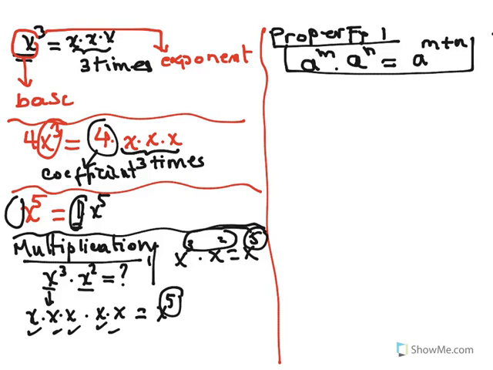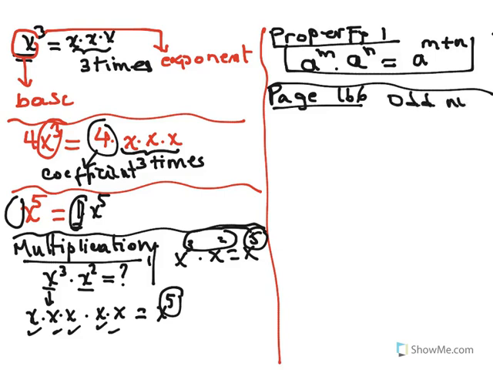So what happens if I want to go to page 166? Let's go to page 166, and we're going to start doing the examples on page 166. Okay, so what I'm going to do is the odd numbers, and you're going to do the even numbers. Please check your answers. The answers to these problems are on page A31, on the back of the book.